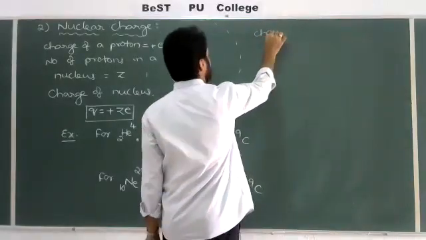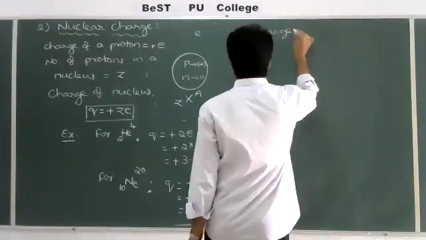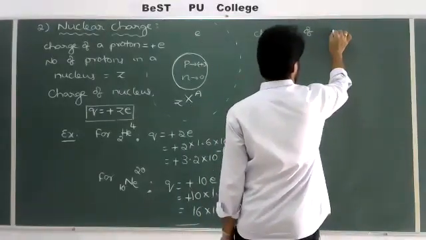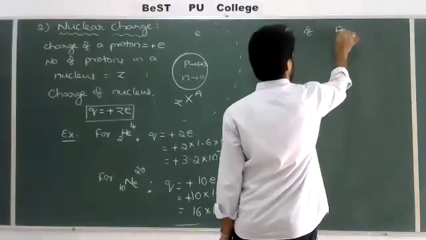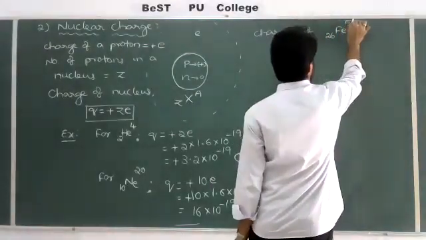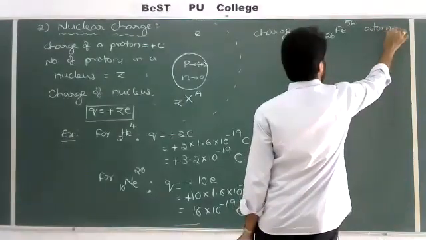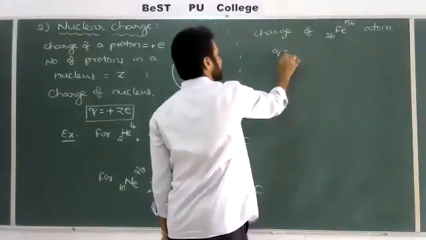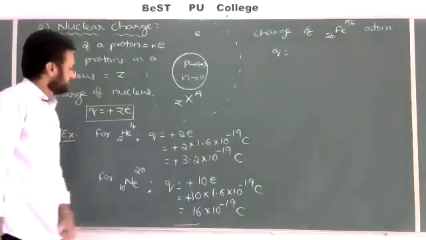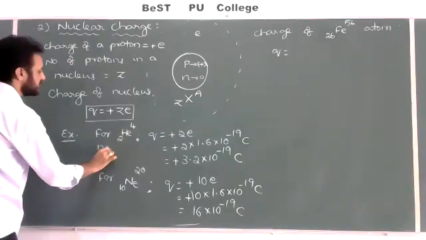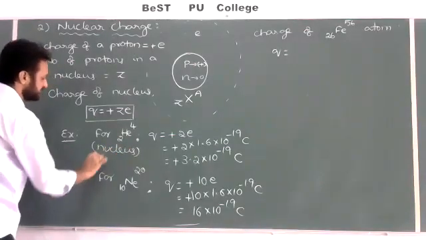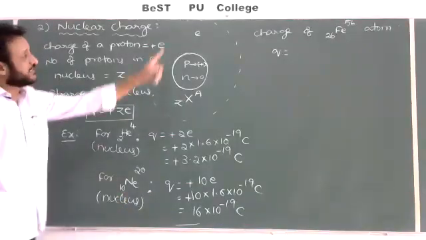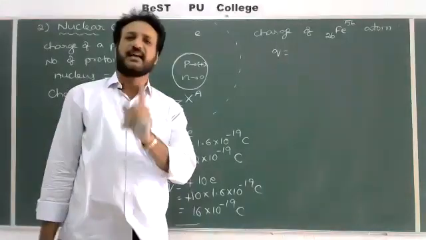One more example, the charge of, for example, carbon or iron, Fe 26 56 atom. What is the charge of Fe? Here in the first two cases I have taken a nucleus. Here also I have taken a nucleus. Whereas in the third case I have not taken a nucleus, I have taken an atom.